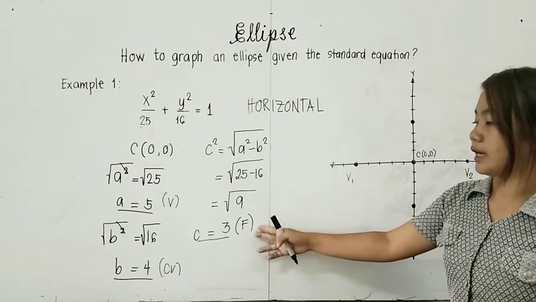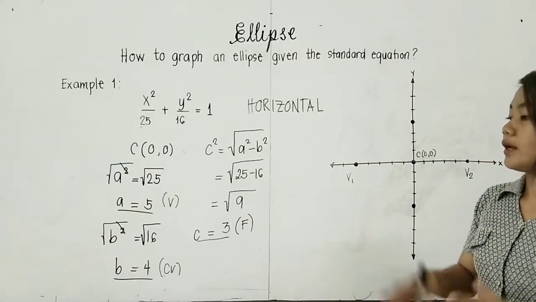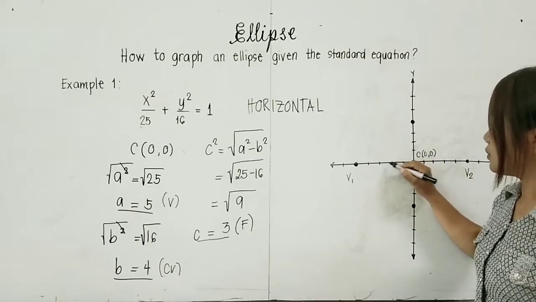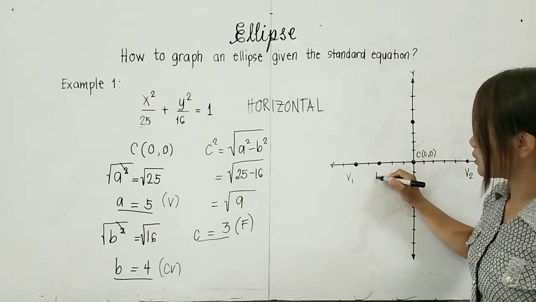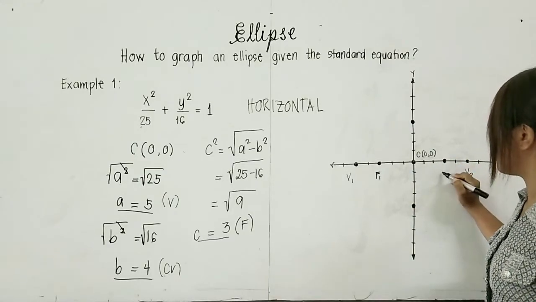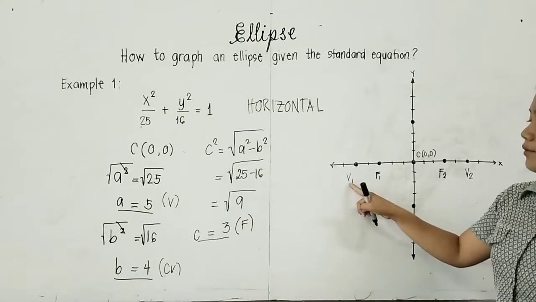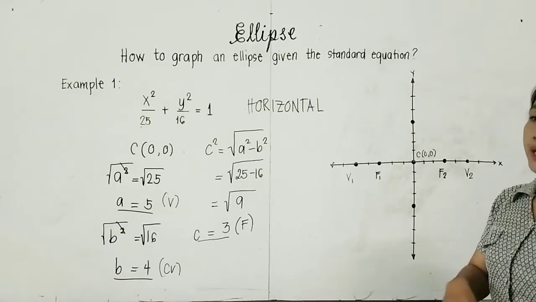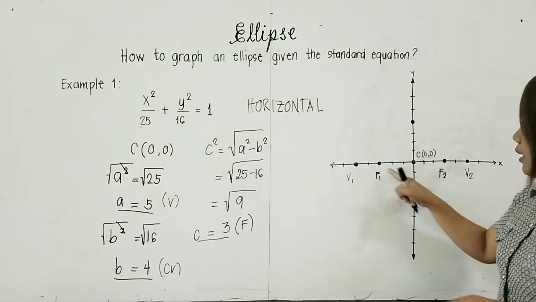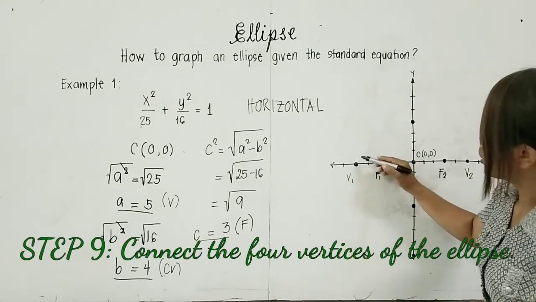Next is to locate our foci. So c is equal to 3, so we will count 3 units to the left and to the right from our center. So 1, 2, 3. This is our focus 1. And 1, 2, 3, this is our focus 2. The assigning of points here as V sub 1 or F sub 1 is arbitrary. It means we can have it as V sub 1, F sub 1, and this one as V sub 2 and F sub 2. It doesn't matter.